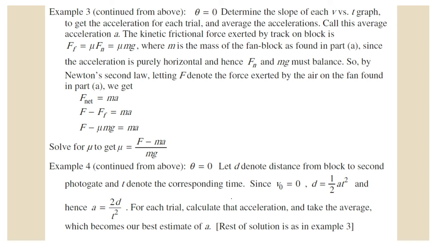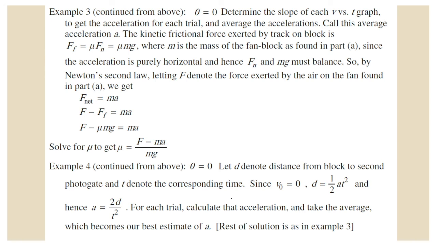Since the acceleration is purely horizontal, and since the normal force and mg must balance, as they said here, by Newton's second law, letting F denote the force exerted by the air on the fan found in part A, we get F net equals ma. F net, of course, is the fan force minus the friction force equals ma. So that'd be F minus mu mg equals ma, and then we divide by mg after we move everything around to get mu equals F minus ma over mg.